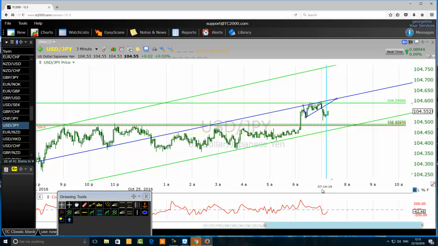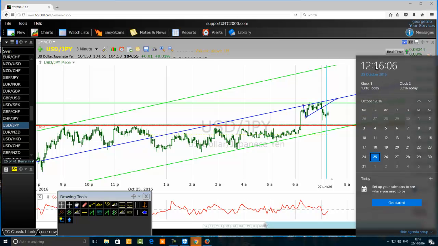Right here, you can see the time 7:14 in New York. My clock is saying 12:16. The TC2000 is behind by 2 minutes. Which one is telling the truth? I think my computer is telling the truth. 12:16, I say 7:14. This is the Eastern time, all right?